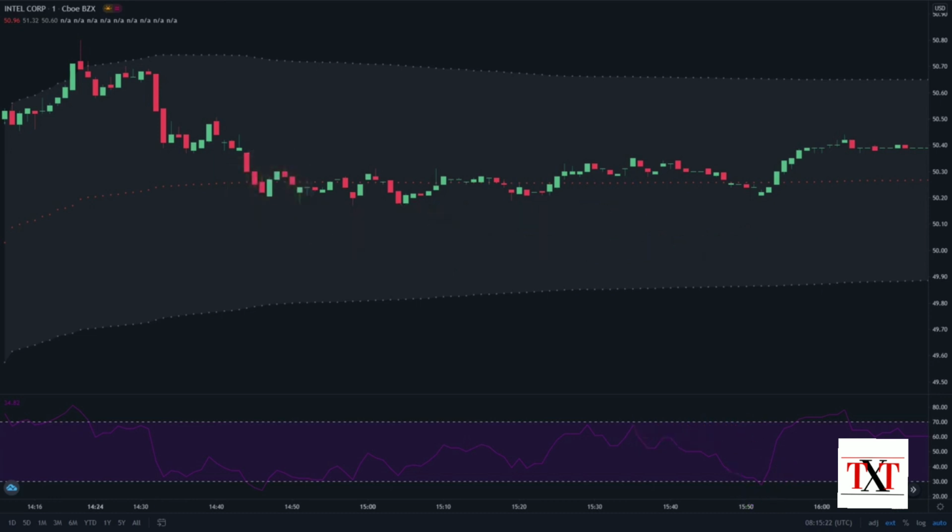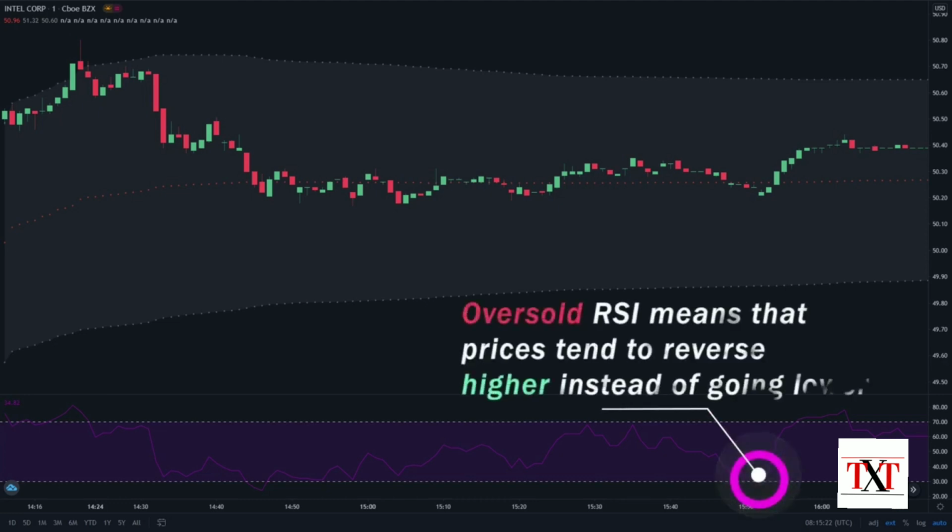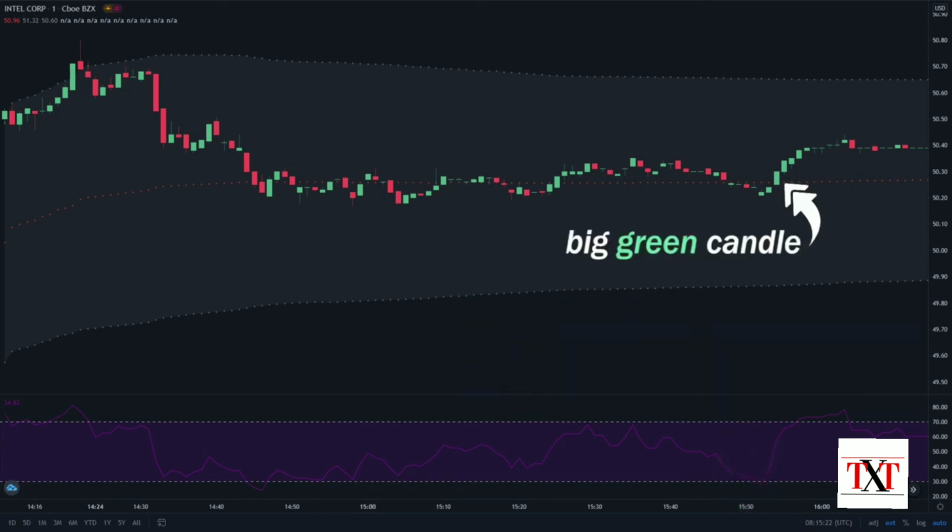So how do we know if it's going to break out upwards or downwards? Well, that's where the RSI comes in handy. So you can see that the RSI is oversold, meaning that there's a high chance that it is going to go up. See what happens next. A green candle formed while the RSI is heading upwards.